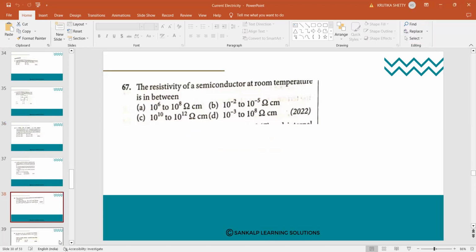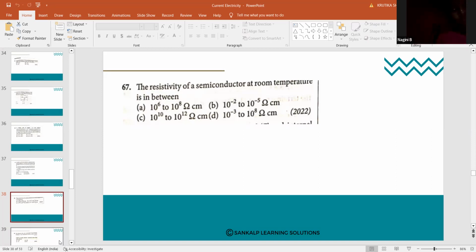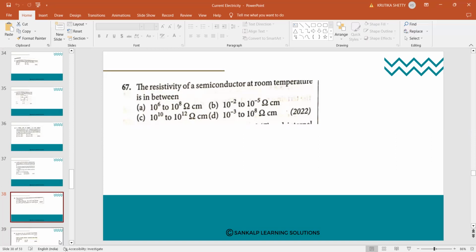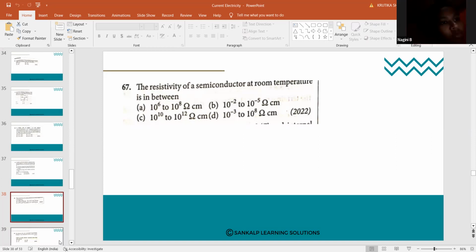So the resistivity of a semiconductor at room temperature is in between 10 to the power of minus 3 to 10 to the power of 8 ohm meter. So take down directly the answer. Option D. Put on the question and directly answer it.